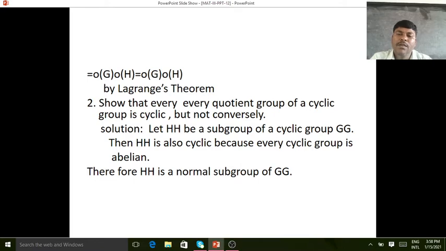Second example: show that every quotient group of a cyclic group is cyclic, but not conversely. Solution. Let H be a subgroup of a cyclic group G. Then H is also cyclic, because every cyclic group is abelian. Therefore, H is a normal subgroup of G.